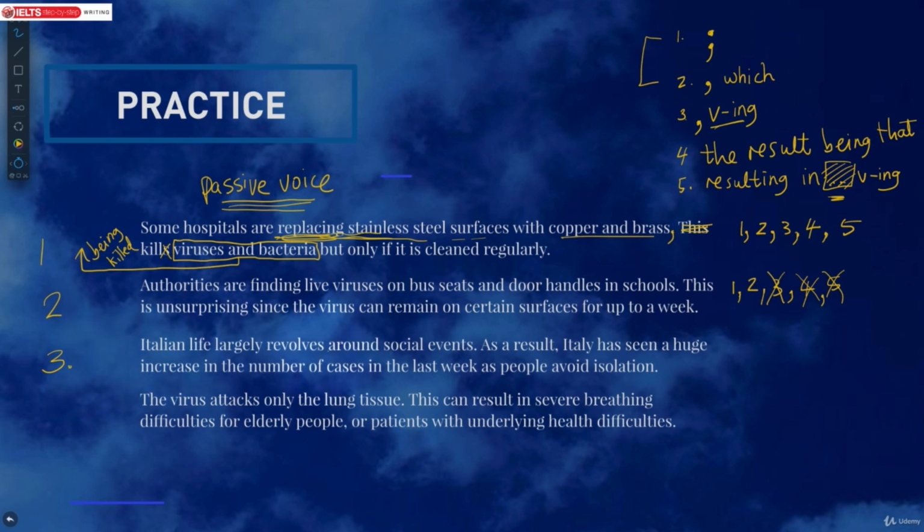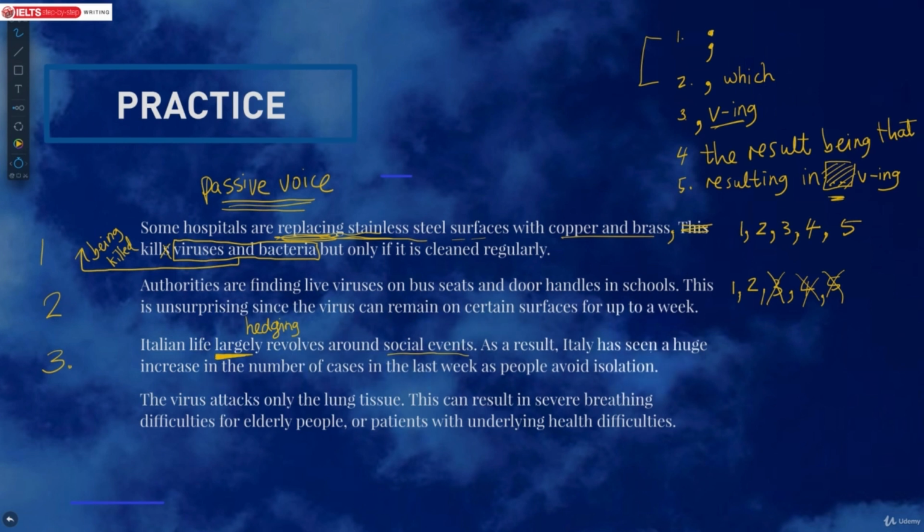Look at number 3 now. Italian life largely revolves around social events. Okay, well, this is called hedging. We're going to talk about hedging here. If I did not put this word in, it wouldn't sound very correct. You're saying all Italians love socializing. Well, I know personally a few Italians who are quite antisocial, so you're allowed to hedge here. So mostly, usually. So Italian life usually revolves around social events.